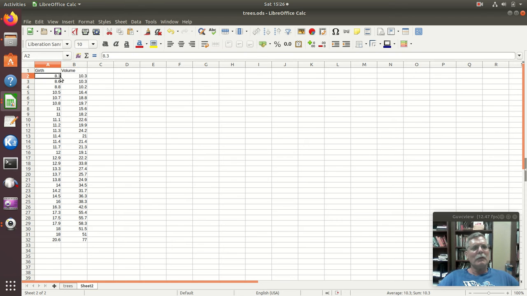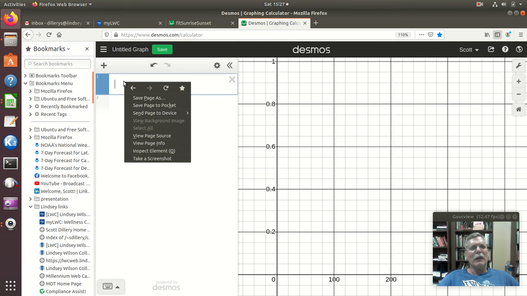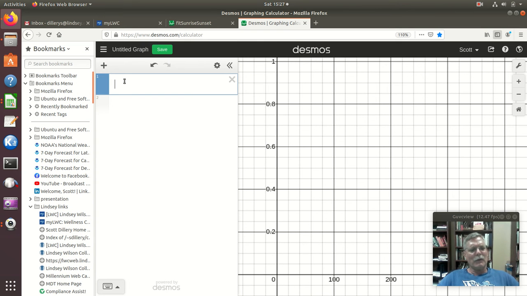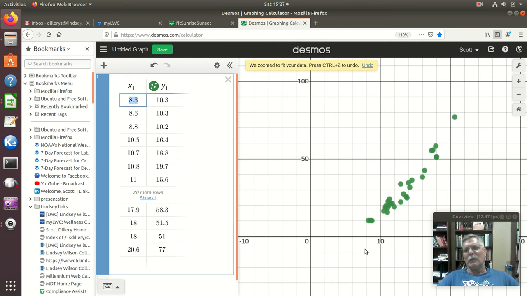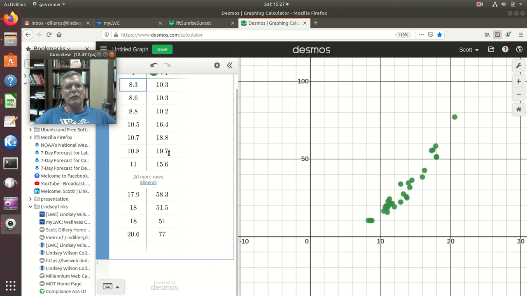If we highlight that, I hope to see a relationship that would make sense here. And again, I have to paste by doing Control V. I put those in, it plots the data, and now move this kind of over here. We can scroll down to here.